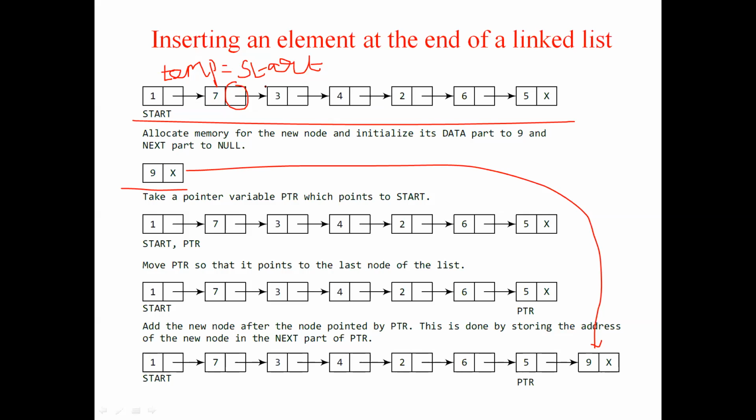Okay. So I will iterate. What first thing will I do? Temp arrow next equal to null. What will I say? Temp arrow next.